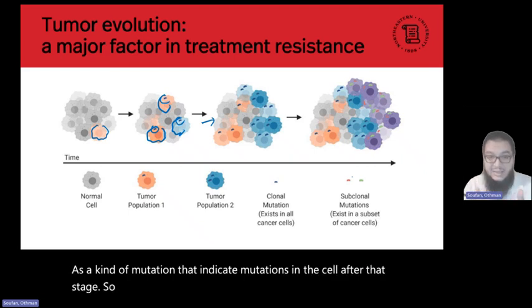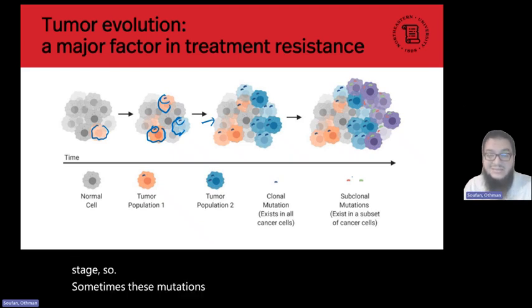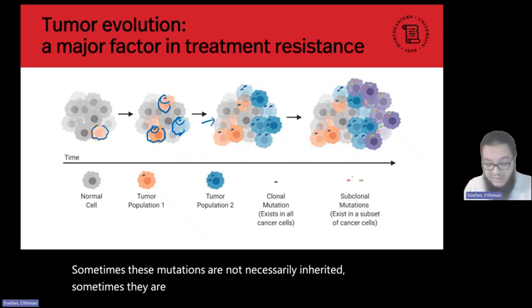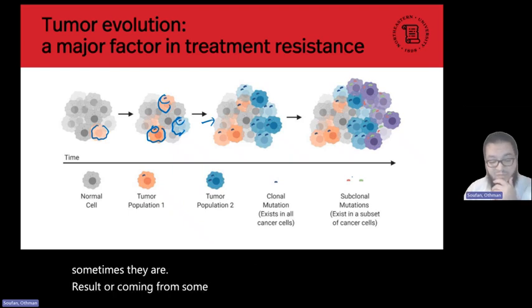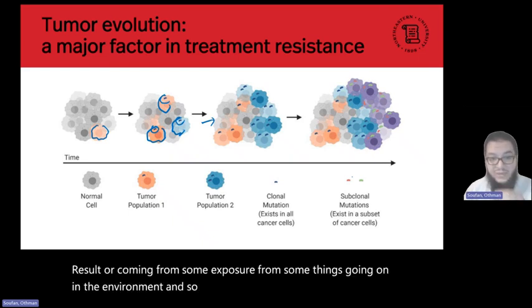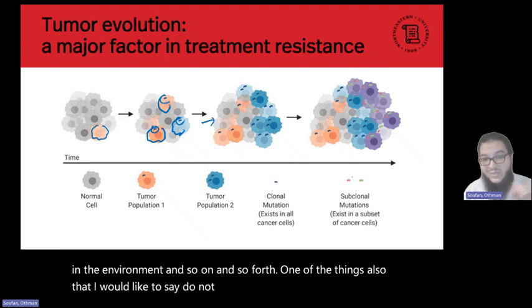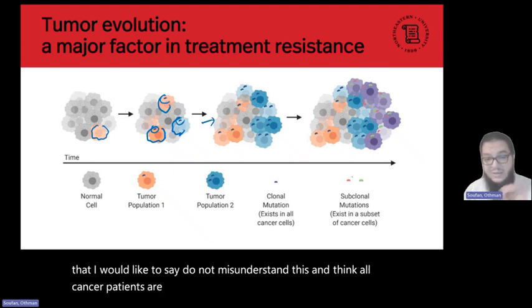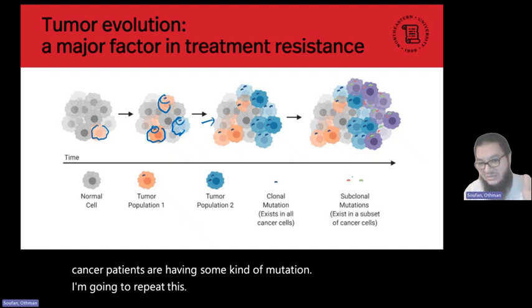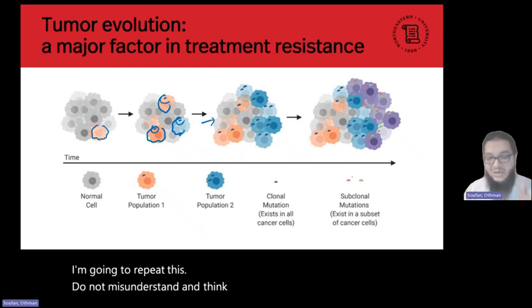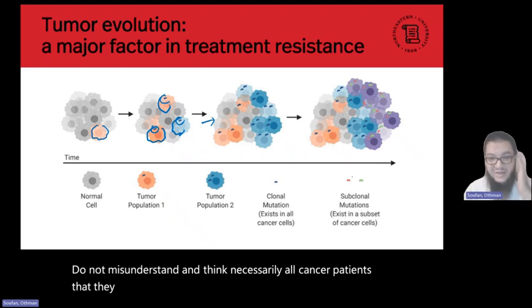So sometimes these mutations are not necessarily inherited. Sometimes they are the result of or coming from some exposure, from some things going on in the environment, and so on and so forth. One of the things also that I would like to say, do not misunderstand this and think all cancer patients are having some kind of mutation. I'm going to repeat this. Do not misunderstand and think necessarily all cancer patients should have some sort of mutation. Nope.